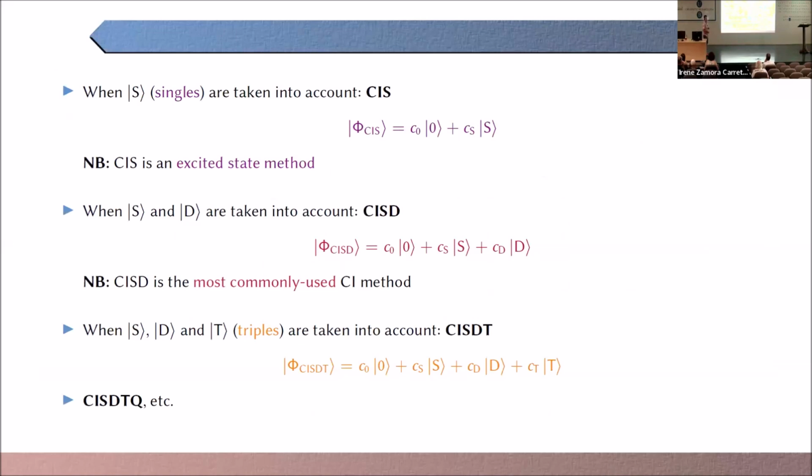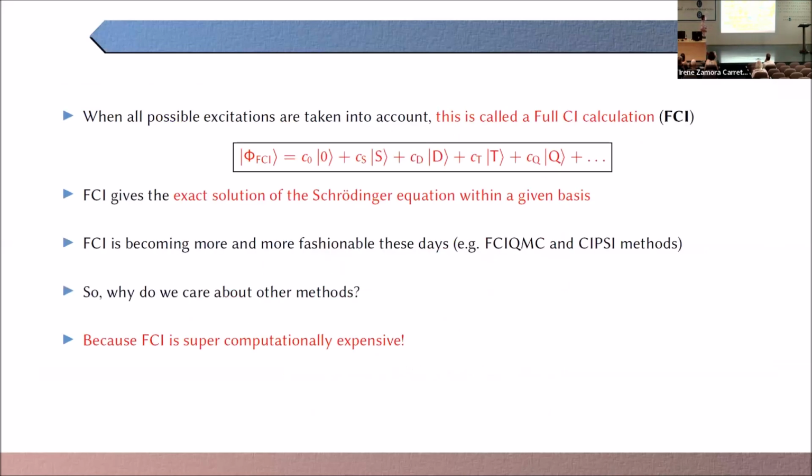The cool thing about this is that if you start from Hartree-Fock and you include systematically the singles, which give you CIS, the doubles, which give you CISD, and so on, you're going to reach slowly but surely what we call the full CI limit. That gives you the exact solution of the Schrödinger equation within a given basis set. That's very important to understand.